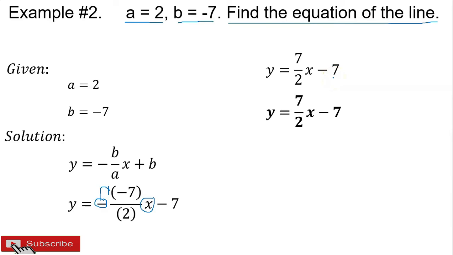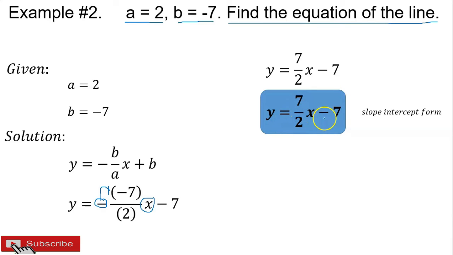And, this is now our slope intercept form. Y is equal to 7 over 2x minus 7. Then, kunin din natin yung standard form. Okay, simply get the LCD. Ang LCD natin dito ay 2. Okay, so simply multiply both sides of the LCD.